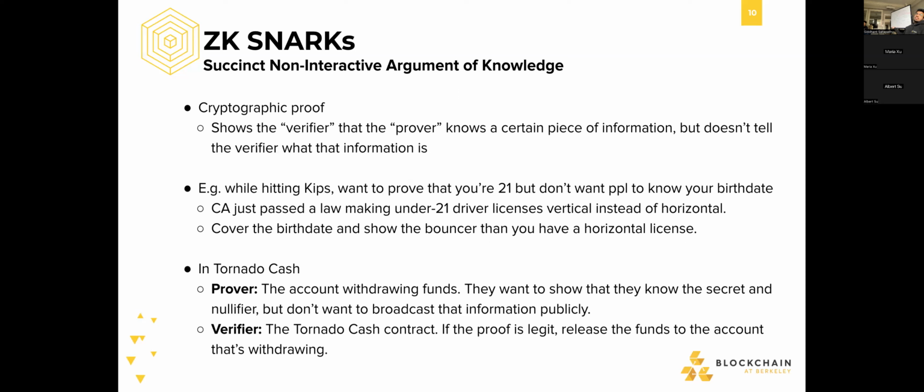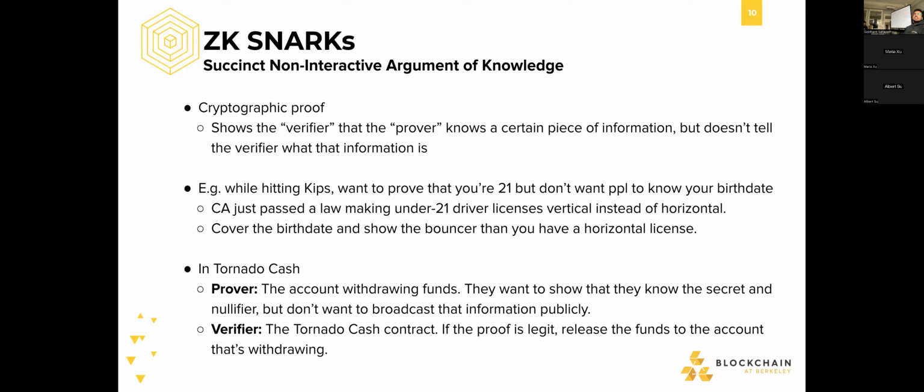And extending this analogy to Tornado Cash, well, it's a very huge extension, but anyway. In the Kips case, the prover is you. So you want to prove to the bouncer that you're at least 21. And the verifier is the bouncer, because the bouncer looks at the ID, and is like, oh yeah, it's horizontal, you're all good, because I know you have to be at least 21 to get that.